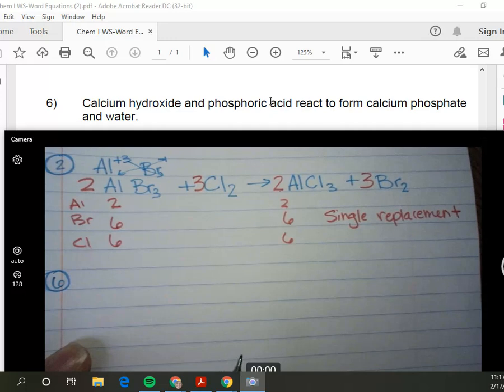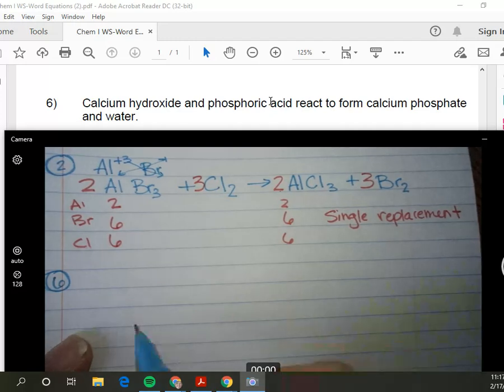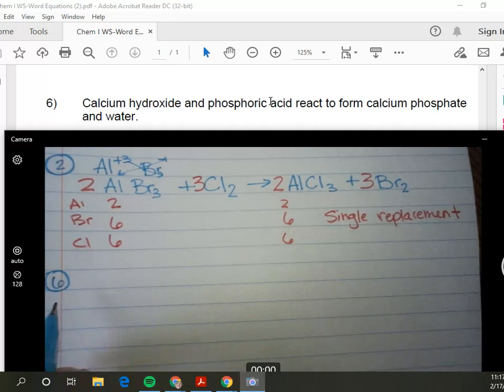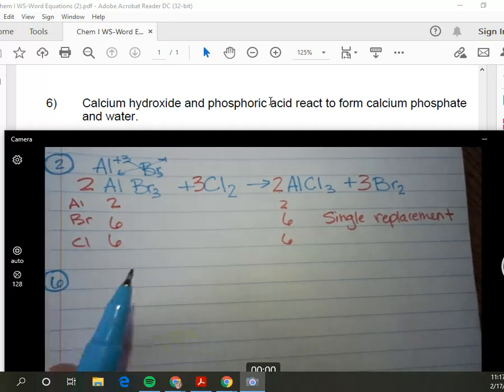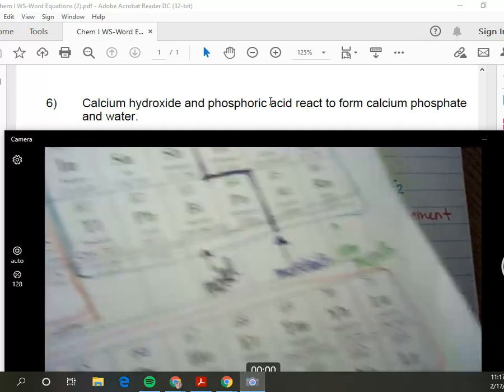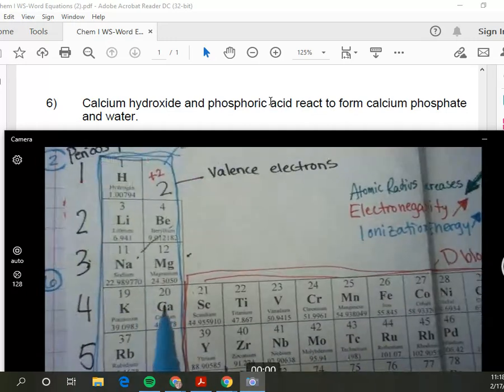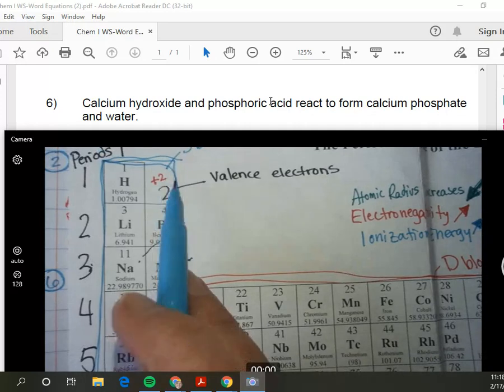6 is calcium hydroxide and phosphoric acid react to form calcium phosphate and water. That's a lot of science words in there. So calcium. Where do I find calcium on the periodic table? If you're totally lost and you don't know, start with what you do know. You know what calcium is. Okay, calcium's right here. Calcium's going to make a +2 ion.